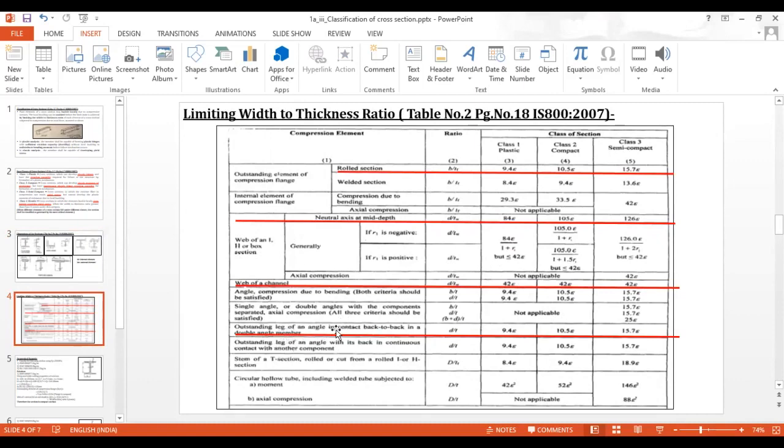Then if the angle sections are placed back to back, in that case the ratio of D upon T, if it is less than 9.4 epsilon, the section is taken as a plastic section. If it is in between 9.4 to 10.5 epsilon, the section is taken as a compact section. If that ratio is between 10.5 to 15.7 epsilon, the section is taken as a semi-compact section.